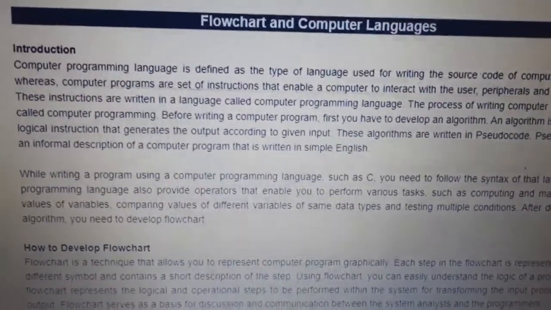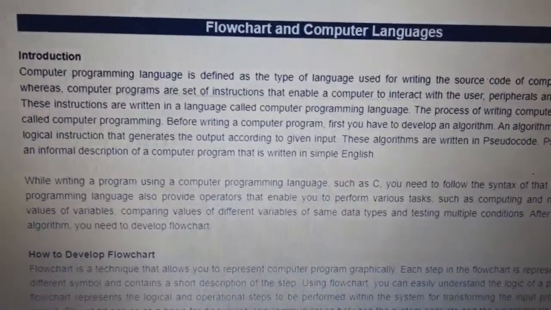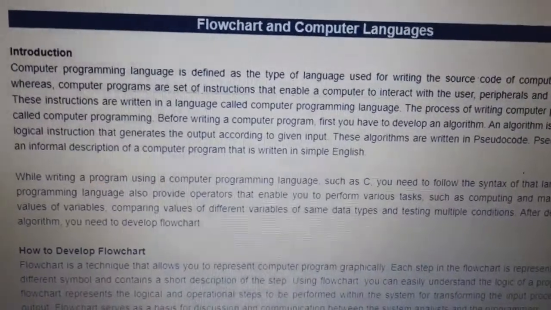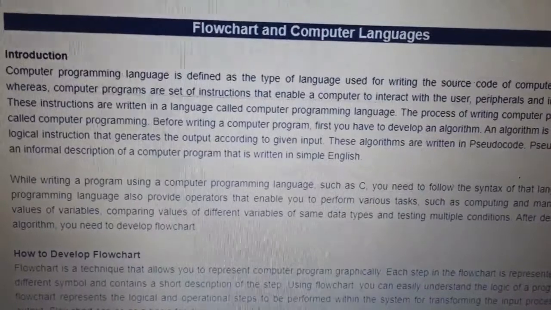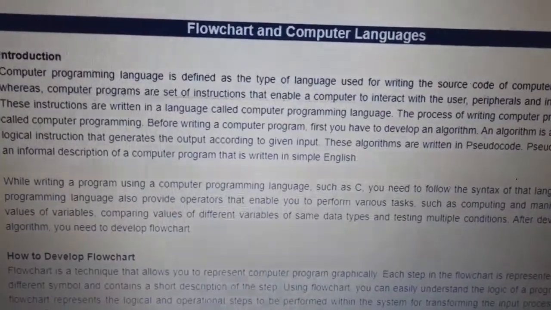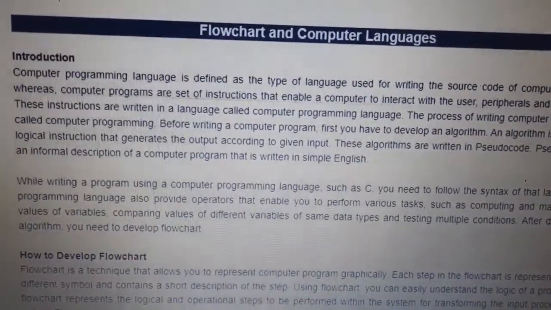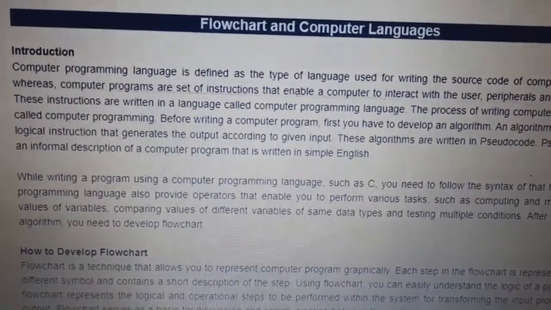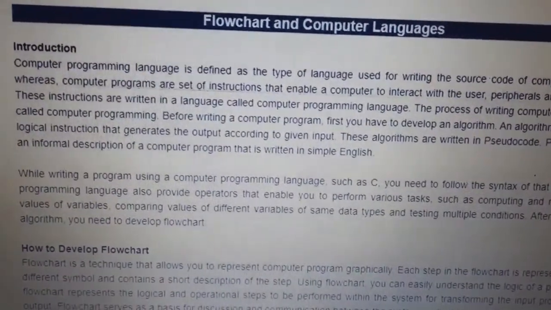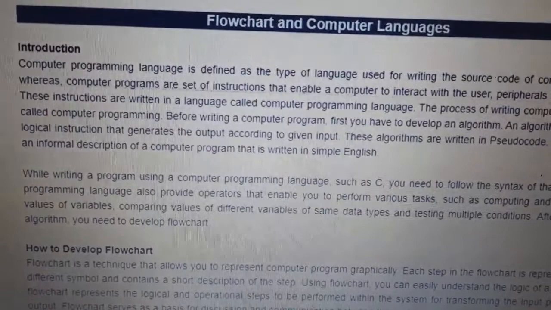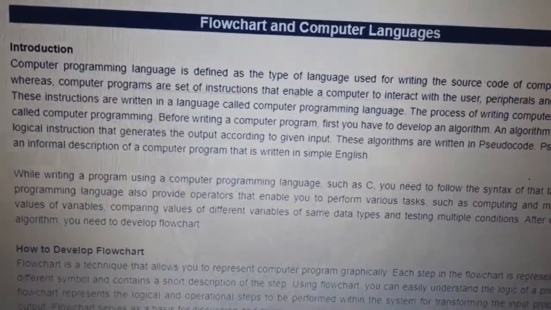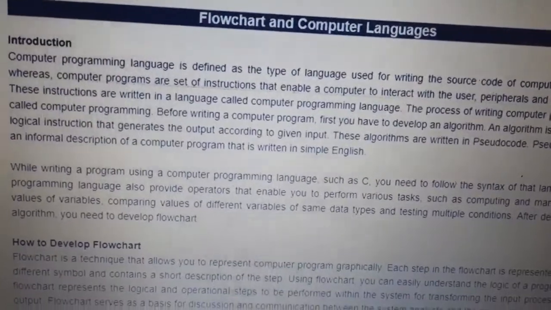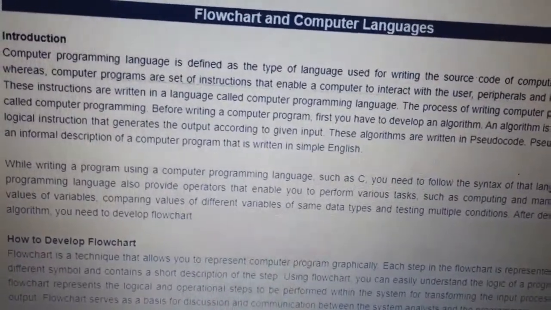Okay, that means I will explain what is flowchart. A flowchart is simply a graphical representation of steps, so various steps in sequence order, that means serial wise, and connecting with arrows. And what is computer language? A computer language is a method of communication with the computers.